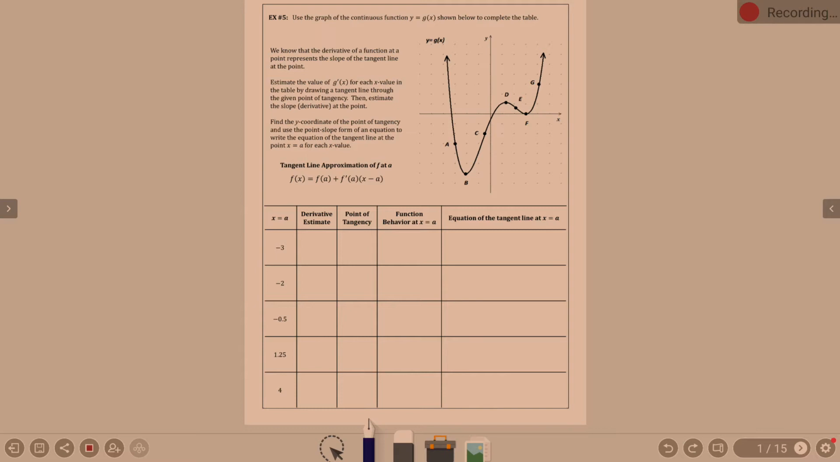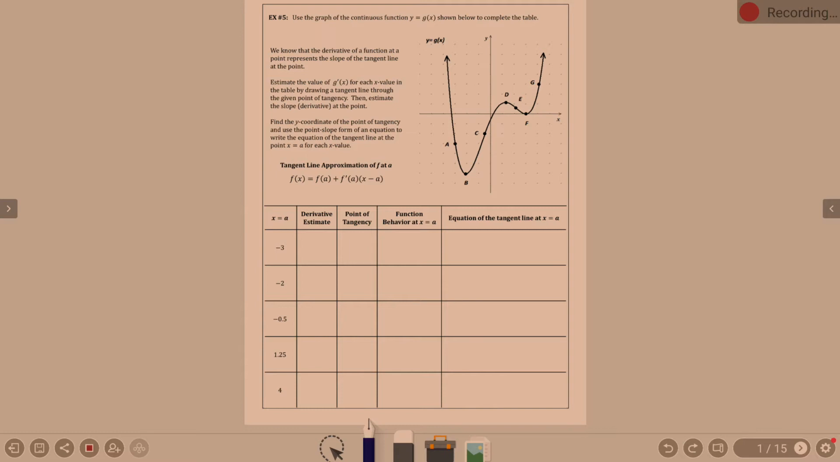And by estimating the slope, you are coming up with the derivative. Find the y-coordinate of the point of tangency. Use the point slope formula of the equation to write the equation of the tangent line at the point. Now, tangent line approximation of f at a.